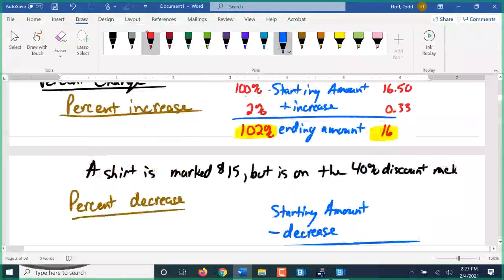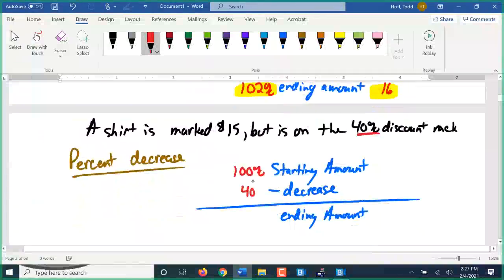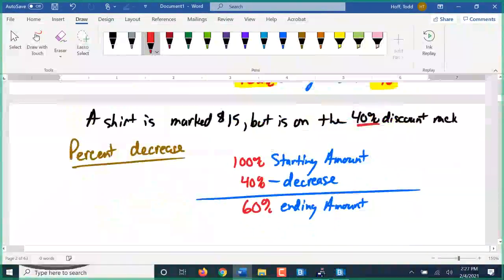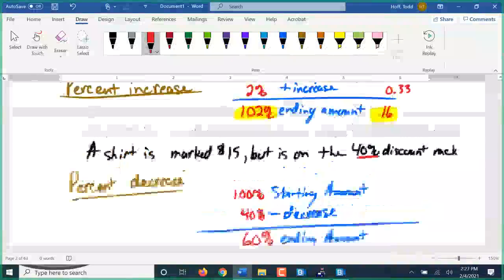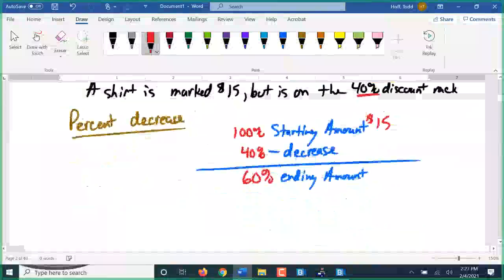Once again, we have the percent. The starting amount is 100%. Here's a 40% discount. So we're subtracting as a decrease of 40%. If I subtract that 40%, the ending amount, 100 minus 40, is 60%. So if I look at the dollar amount, it works out the same way. It's $15 over here. The decrease would be 40%.